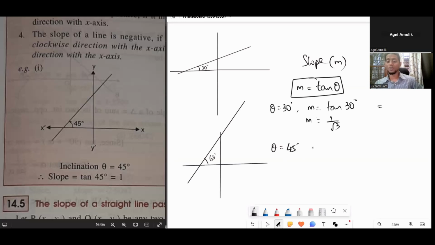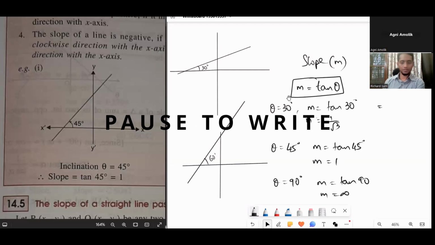If theta is 45, theta meaning inclination, then what is the slope? 1. Yes, tan 45 is 1. Remember I told you if the angle is 45 degrees, the slope is 1. And if the angle is 90 degrees, it is infinity. If theta is 90 degrees, m is tan 90, which is infinity. So this is the new thing you have learned, the slope formula. There are two formulas for slope. This is the first formula. There's one more, we'll see after this. Write down.